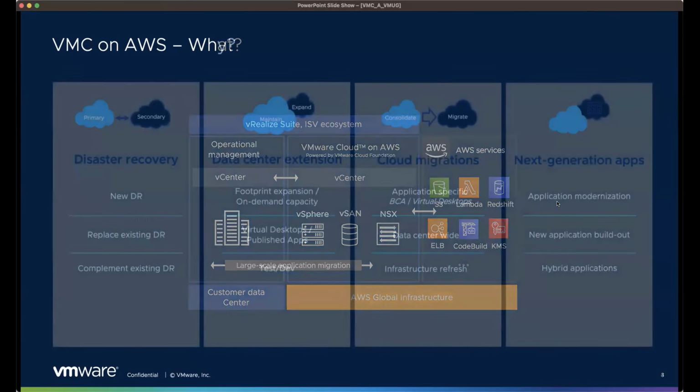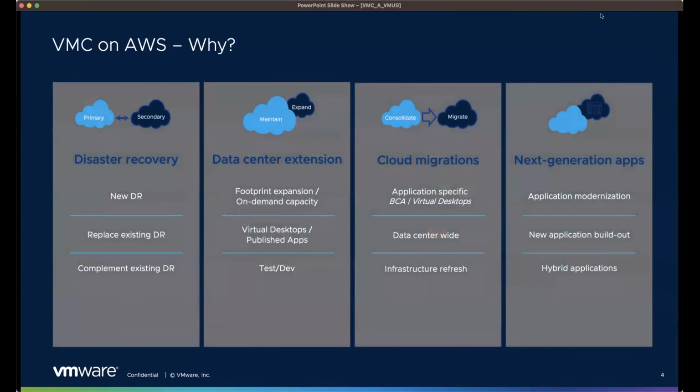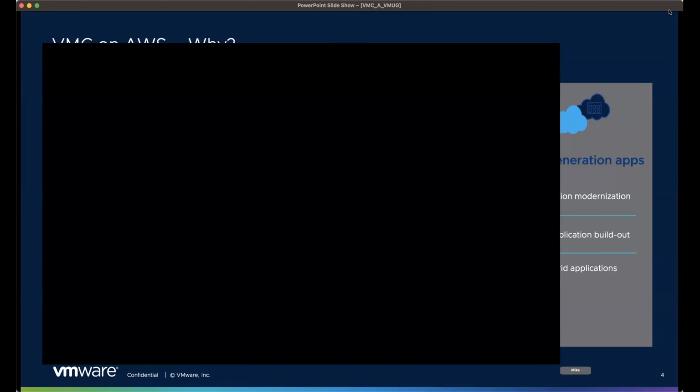I need to go here again. Right. Why? If we take a look at common use cases, disaster recovery, I think that's what comes to mind for everyone, right? The cloud is elastic, it's very scalable, so I can provision and deprovision resources as I see fit. So disaster recovery is a big use case of VMC on AWS. Data center extension as well.